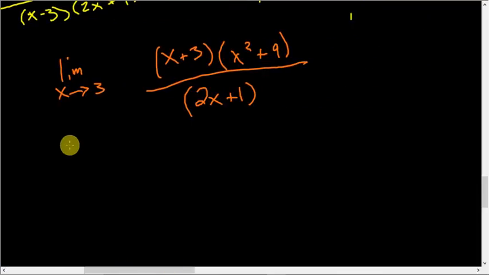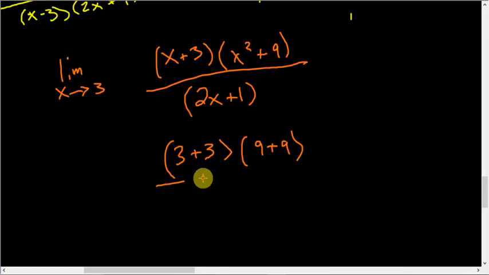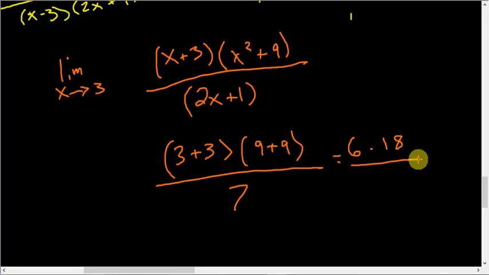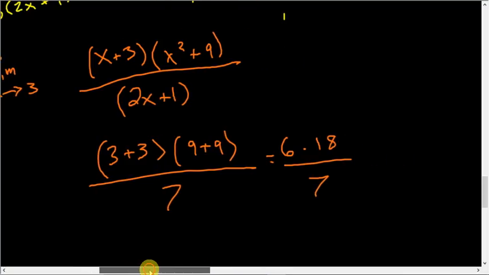Alright, so we got 3 plus 3 times 3 squared, that's 9. 9 plus 9 over 6 plus 1, that's 7. So we get 6 times 18 over 7. And that equals, that was a little longer, that's for sure.